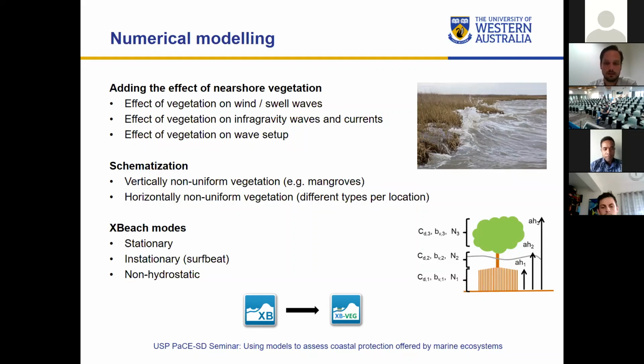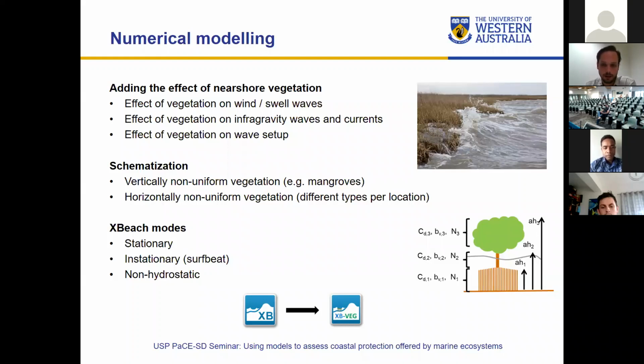And I'll show you some of that in the next slide. We wanted to make sure that the model was able to include vegetation that varies vertically. So typically a mangrove tree with a root system, a trunk, and a canopy, that we could somehow schematize that, and also that we could have multiple types across the model. So you could have multiple species, or you could have different densities at different locations. So you wouldn't have just one particular vegetation type.